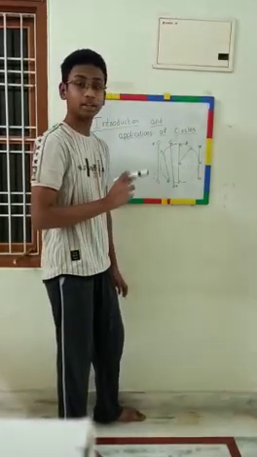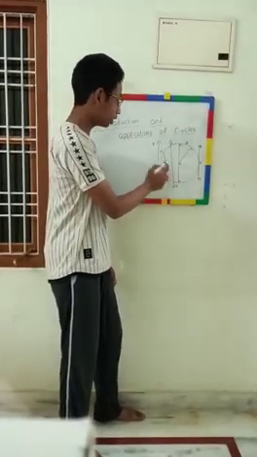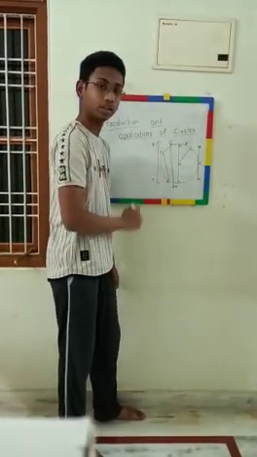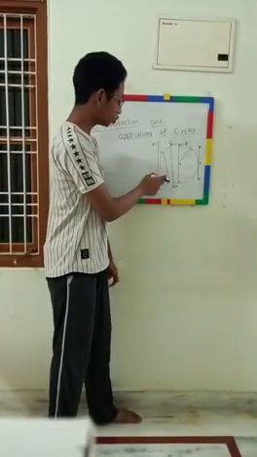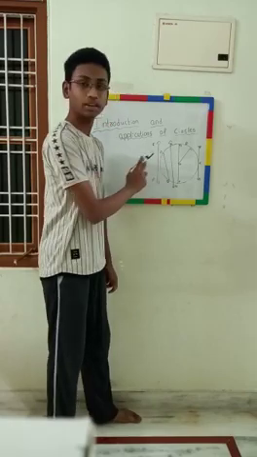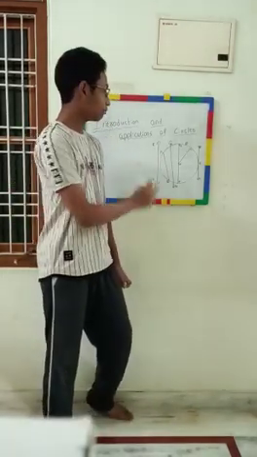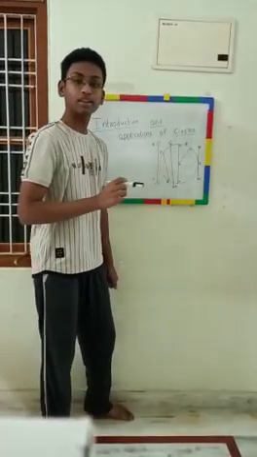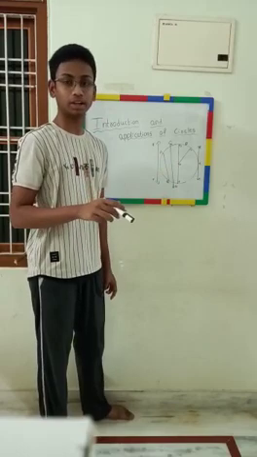Here a segment. A segment is an area which is in between the chord and the arc. Here PQ, the area between PQ, chord and arc is known as segment. There is an important point that diameter divides a circle into two equal segments and equal sectors.